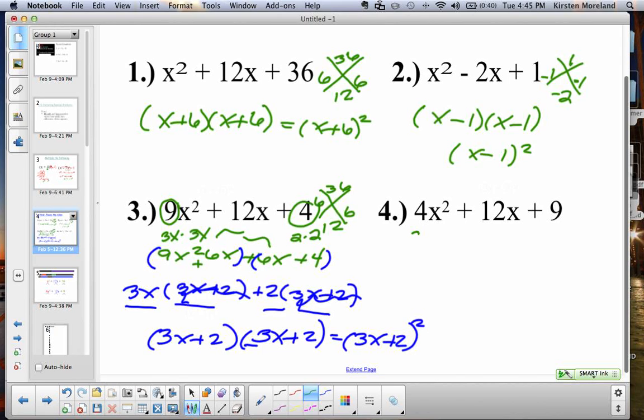So 4x squared is 2x times 2x. And 9 is 3 times 3. So if I were to factor this, I'm going to get 2x plus 3 squared. So that's really the shortcut.